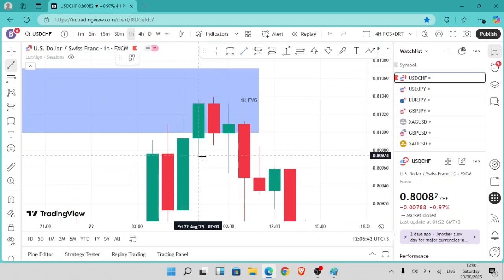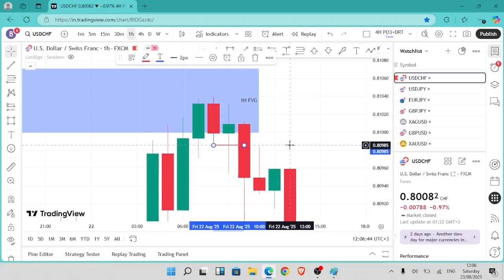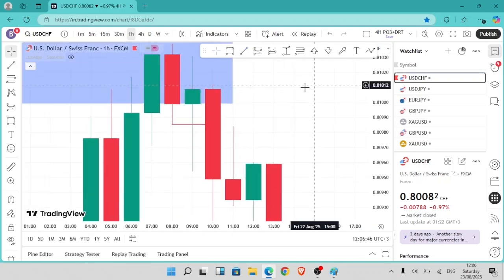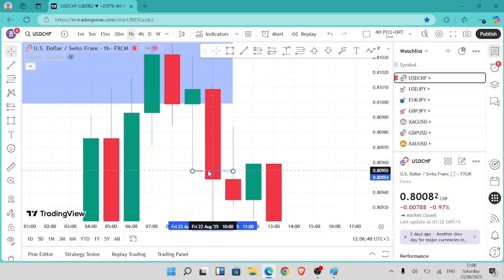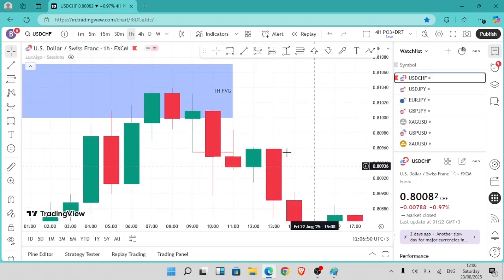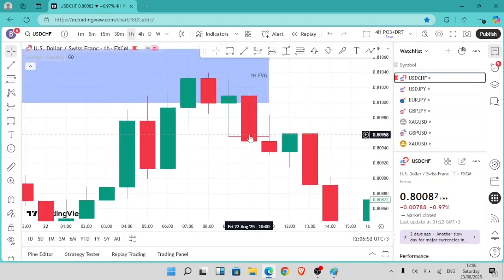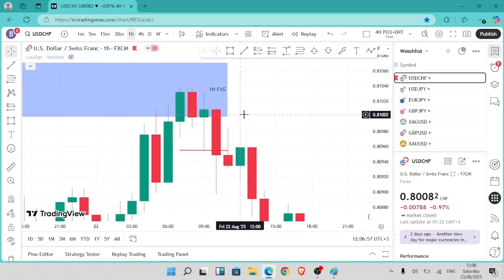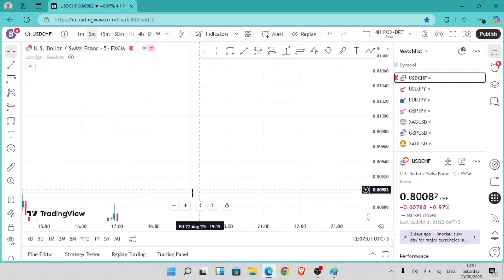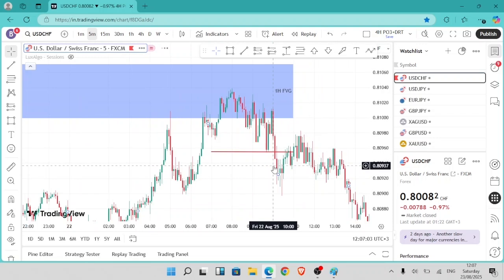Now it gives us what? It gives us a change in state of delivery at this point, not this point but at this point. Now this change in state of delivery will help us define whether this is a pattern or not. Going to the 5-minute time frame, I want to have a look at what is happening.